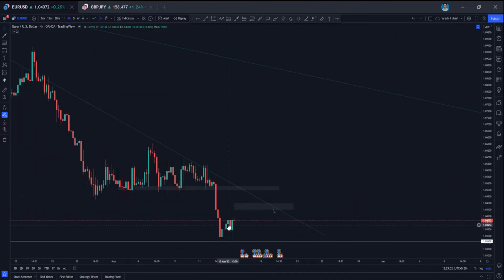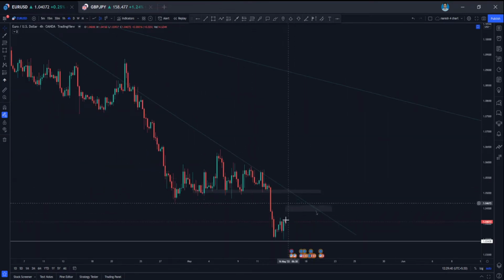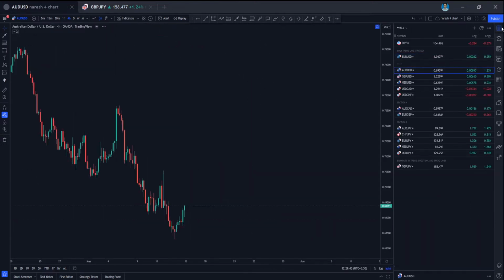Okay, so right now I'm not looking for long entries unless it is breaking this important resistance area, because the major trend is down and it is still looking bearish for me. Okay, so next would be AUD USD, guys.